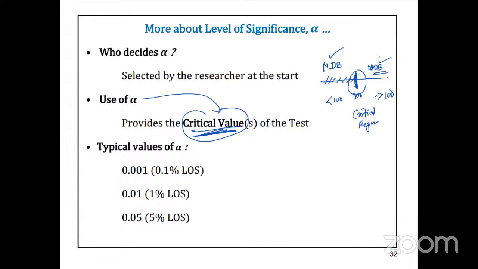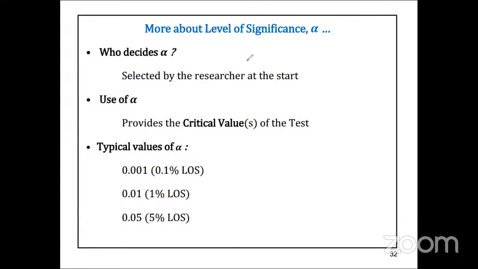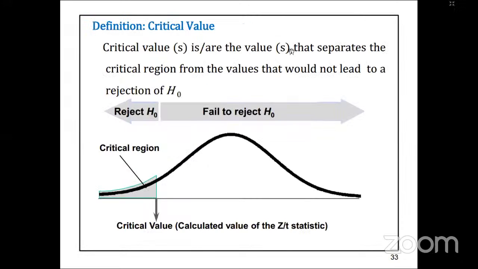So the critical region will divide the whole region into two parts, and one part will be supporting the null hypothesis, the other part will be supporting the alternative hypothesis. So the use of alpha is for dividing the region into two parts, and that region is known as the critical region.